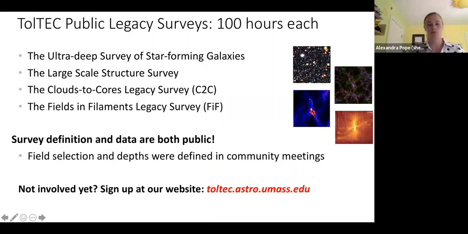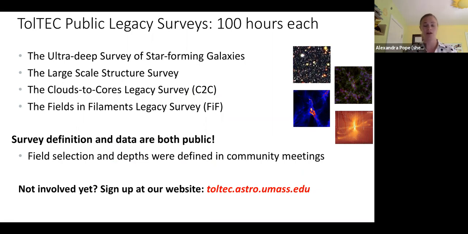So when Toltec was funded, it came along with building the instrument and also providing some public legacy surveys for the community. So we promised to do at least 4 100-hour surveys, 2 galactic and 2 extragalactic, and we would make all the data public and we would define the surveys along with the public.